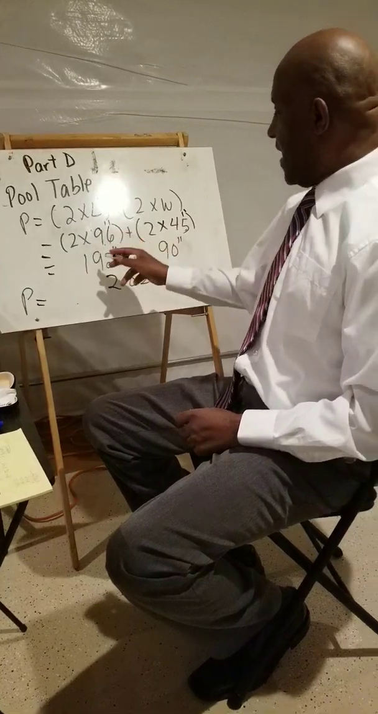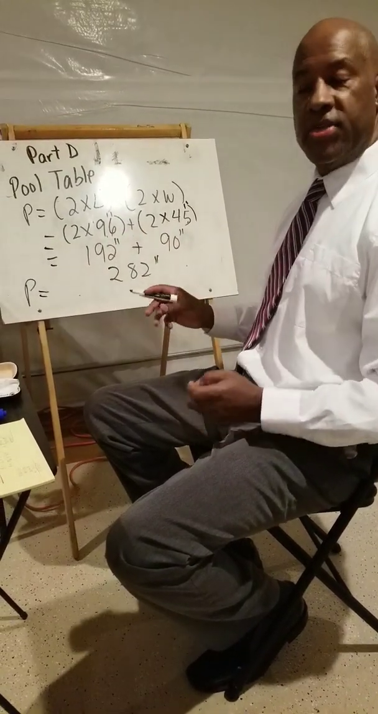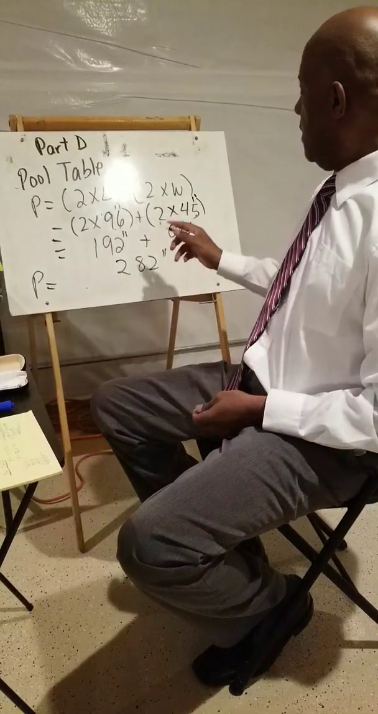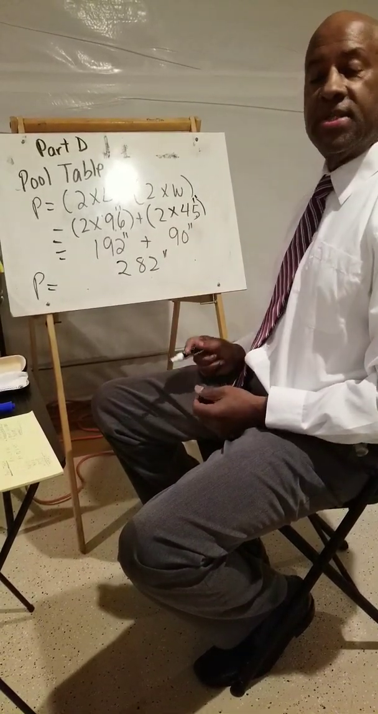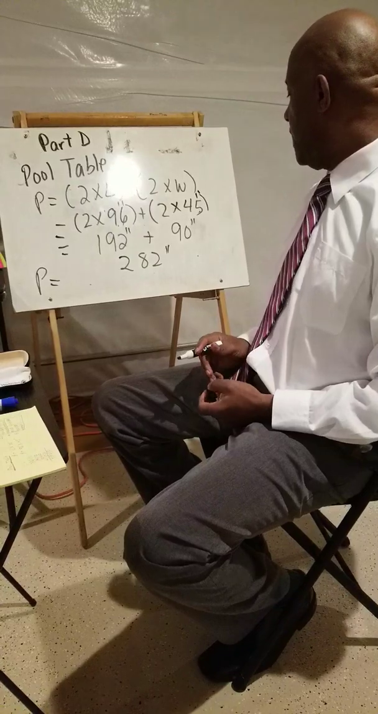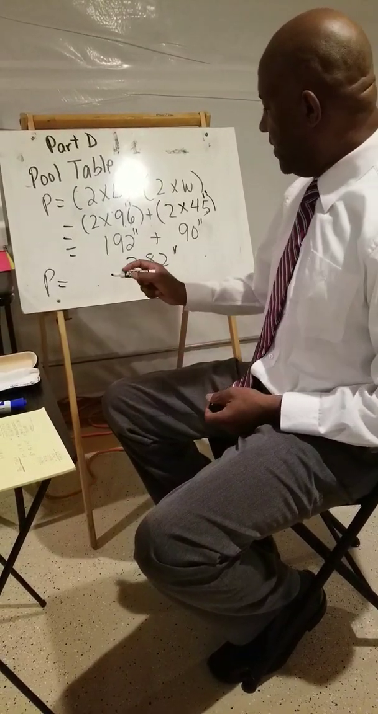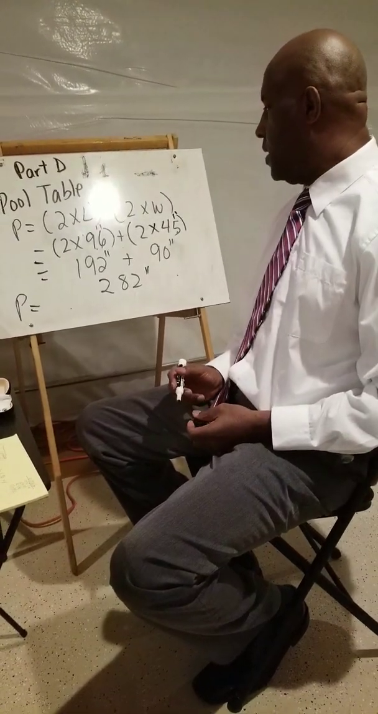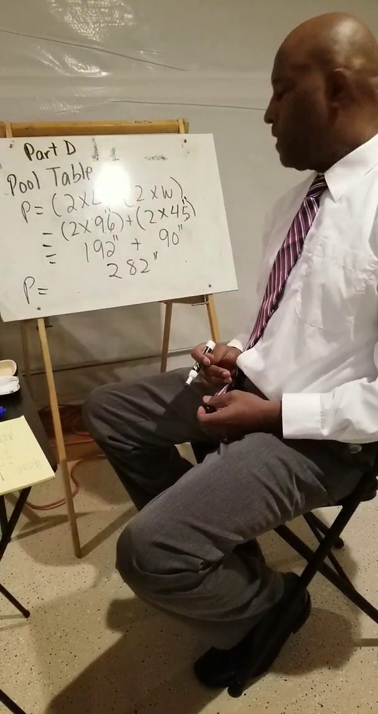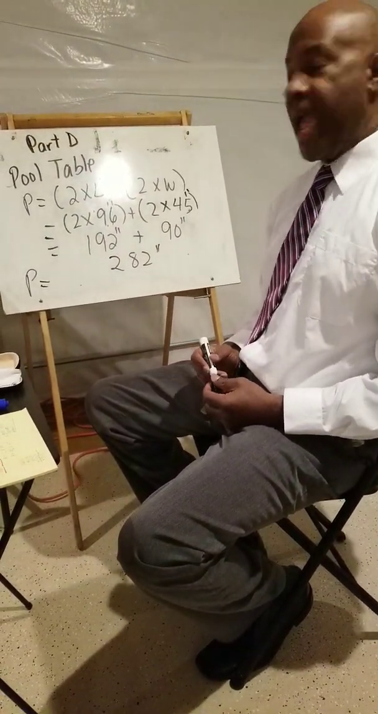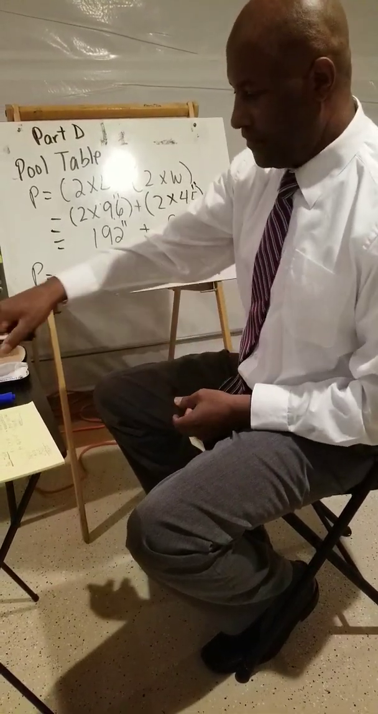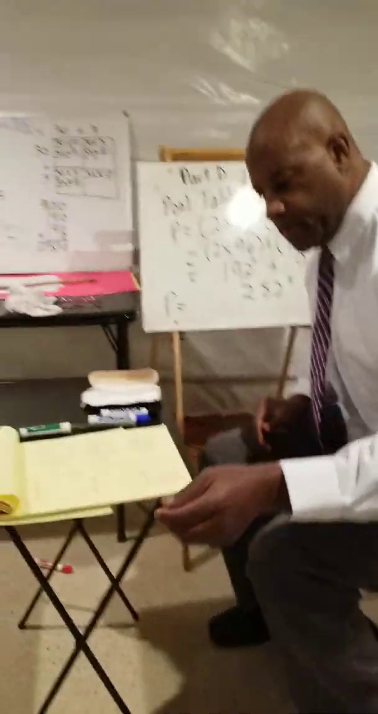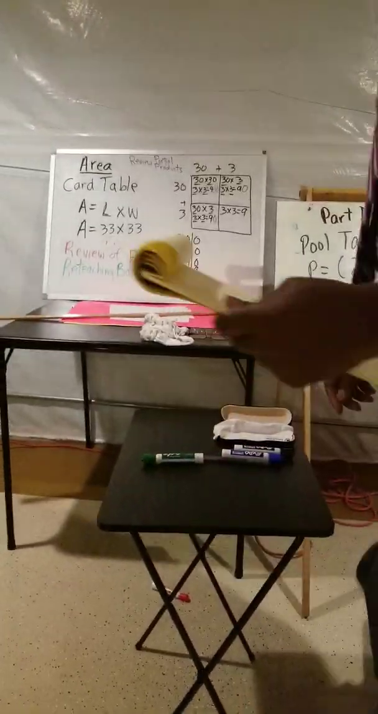Okay, so 2 times 96 inches is 192 inches for the length of the pool table, plus 2 times 45 inches, that was 90 inches for the width. And so finally the perimeter for the pool table all the way around is 282 inches. And so last but not least, we're going to do the area for the pool table.